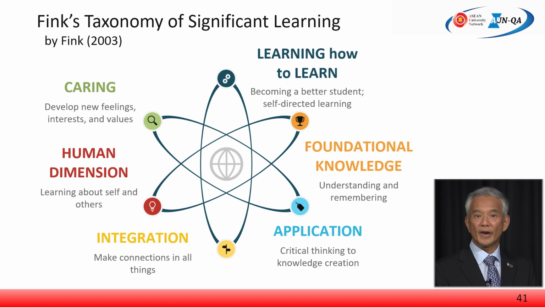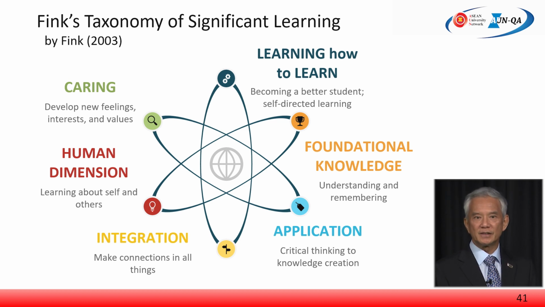In order to provide a balanced view, we mention several other learning taxonomies. There is Fink's Taxonomy of Significant Learning, developed in 2003. How do we learn? And how can the process of learning be improved? Learning begins with understanding foundational knowledge. The next step would be to apply the knowledge learned. Beyond that would be the ability to integrate or to make connections among different pieces of knowledge.